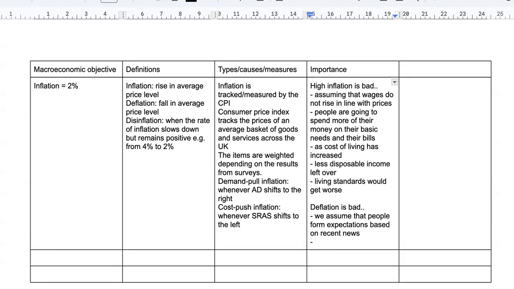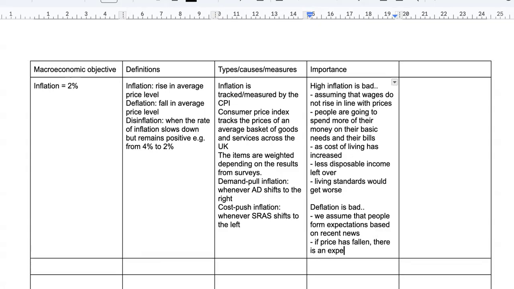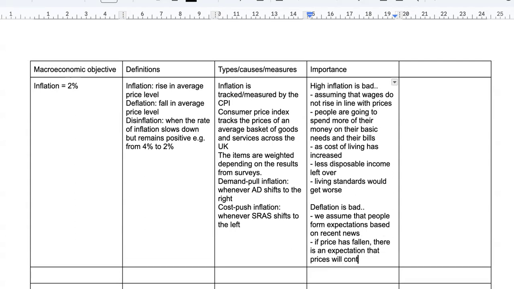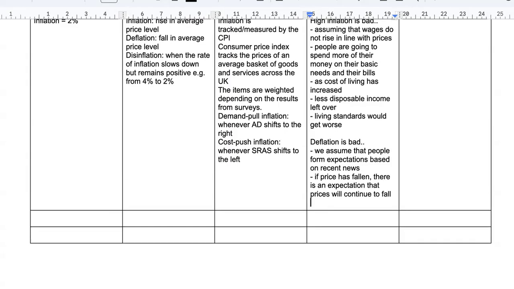Yeah. So if the price level has fallen, there is an expectation that prices will continue to fall. Wait, is it called a deflationary spiral? Yeah. And that's what happens when this keeps on going more and more and more.